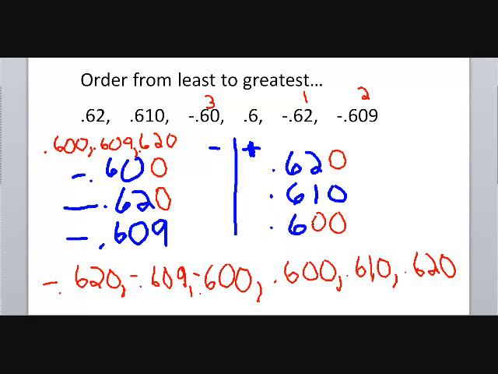Fourth one would be right here. The 0.600 was originally just 0.6. Same number. We put a 4 there. The 0.610, there's our fifth one. And last but definitely not least, because it's actually the greatest, is 0.62. That's our largest number. From left to right, least to greatest, we've got them in order.